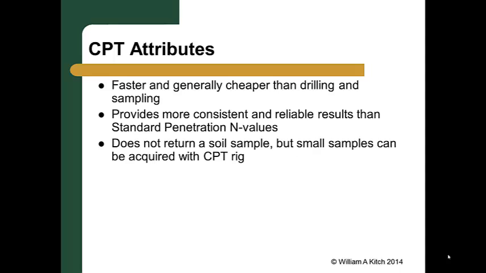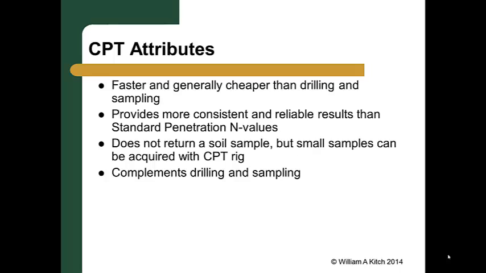Some push-type samplers have been developed which will allow CPT rigs to retrieve soil samples. However, these samplers have very limited capabilities. They are small and provide only disturbed samples. Samples cannot be taken while making CPT measurements. To take a sample, the rig must be moved and a separate push of the sampler in a new location used to retrieve the sample.